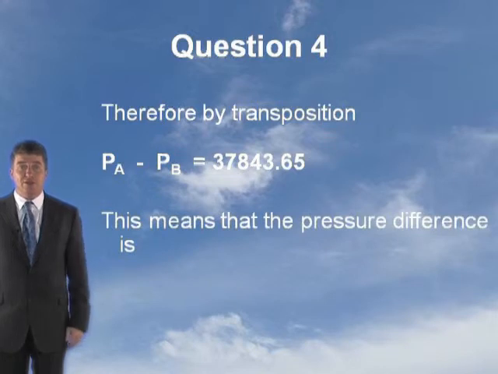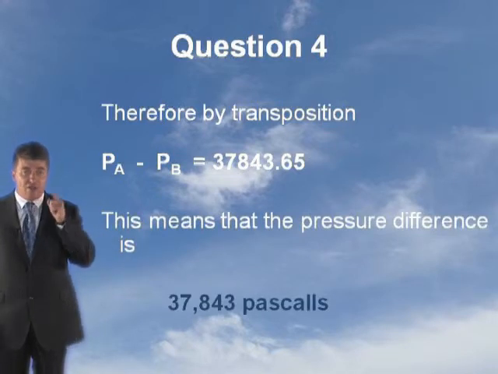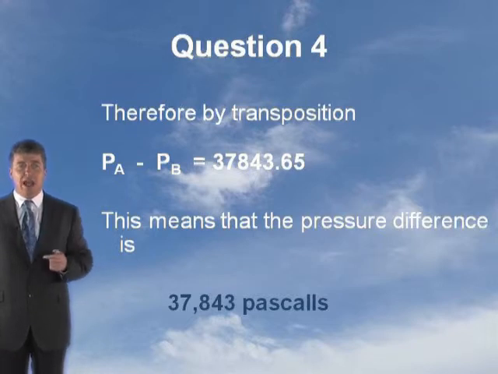What's the pressure difference? Well, that is the pressure difference. The pressure difference between PA and PB equals 37,843 pascals. That is how you do this question. That was an easier question to apply than the other ones. But that is how you do the question. Don't forget the method.